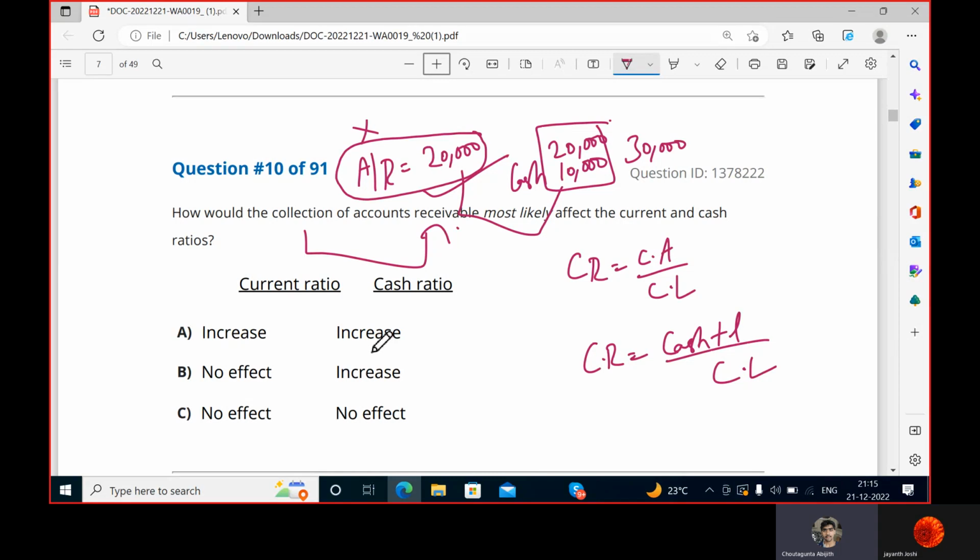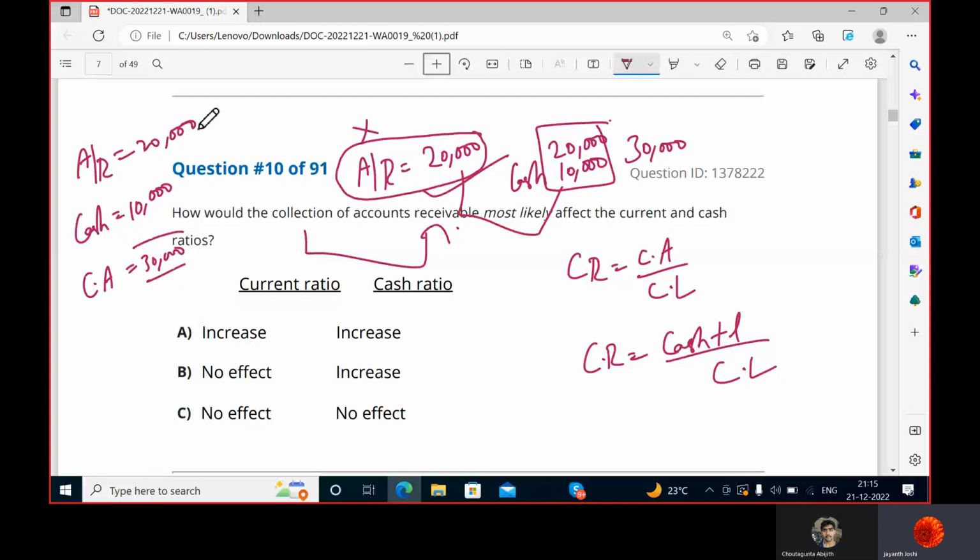Okay, I didn't think in these lines. See, account receivable was 20,000, my cash was 10,000, total current assets 30,000, correct? Now I'm collecting this account receivable, so it becomes cash, 20,000, plus the cash already of 10,000. So total cash is 30,000, and still my current assets are 30,000. Okay, I see your point. So it should be C, is it?